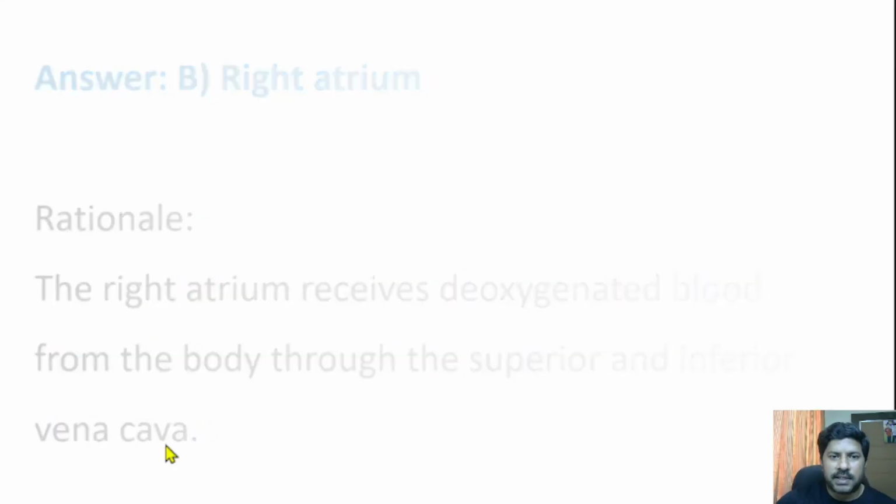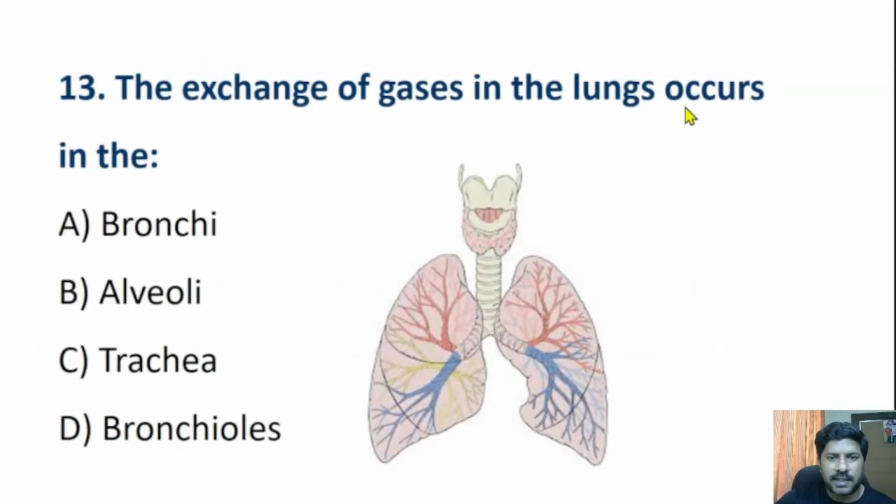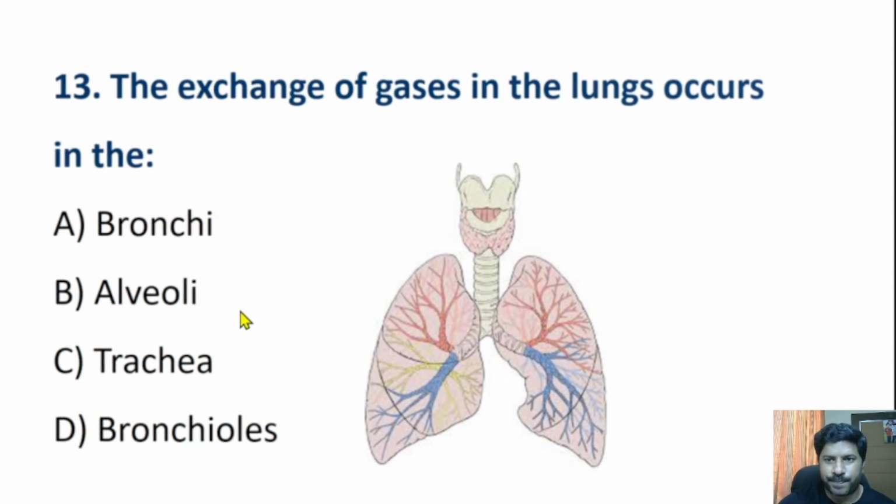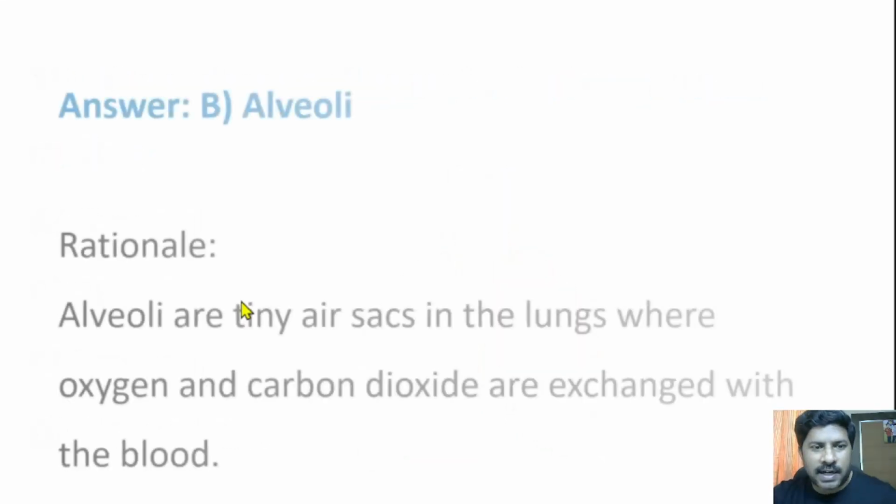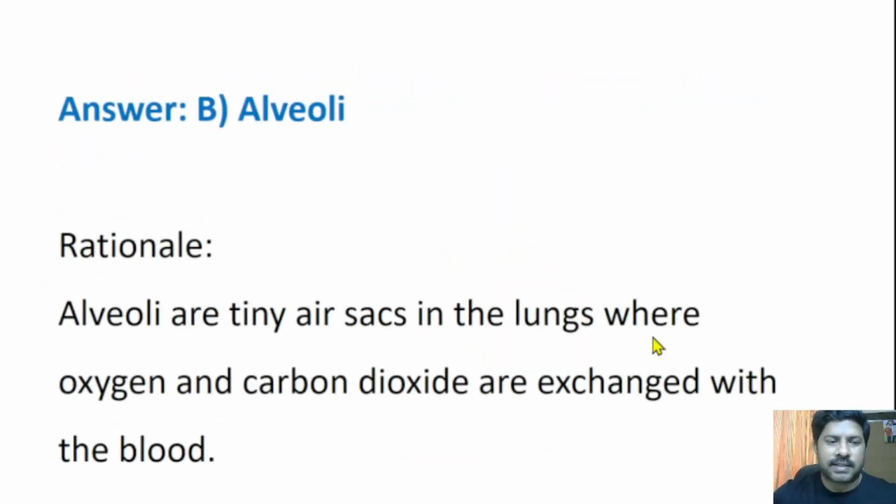13th question. The exchange of gases in the lungs occurs in the bronchi, alveoli, trachea, bronchioles. The correct answer is alveoli. Alveoli are the functional part of the lungs. Alveoli are tiny air sacs in the lungs where oxygen and carbon dioxide are exchanged with the blood.